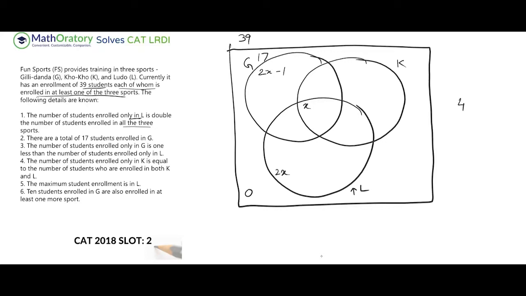Okay, and sixth one says 10 students enrolled in G are also enrolled in at least one more sport. Now, this is very interesting because if 10 of these 17 students are enrolled in at least one more sport, it implies that this and this total should be 10, which automatically implies that this region should be equal to 7. Now, as soon as you know this is 7, 17 minus 10, you get the value of X, right? X is 4. So if X is 4, this is 8.